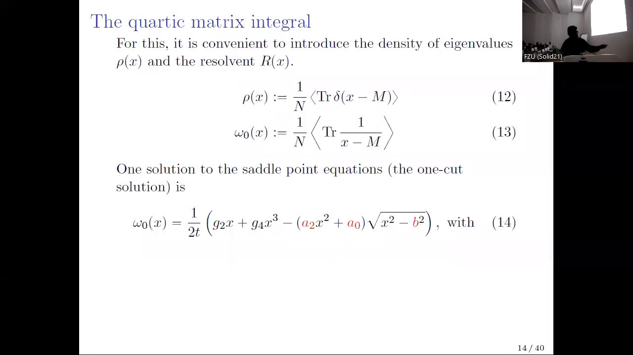Okay, the solution to the saddle point equations that corresponds to this has the following form. There's a piece in the resolvent which is completely analytic in x, and this is just related to the derivative of the potential. So in the potential, I put a g2 over 2 x squared and a g4 over 4 x to the fourth. So when you solve the equations, you just get a V prime here. And then there is a piece involving a square root with an x squared and a constant. And then there are these three numbers, a2, a0, and b. How are they determined? They're determined by the requirement that omega naught of x should fall off as 1 over x as x goes to infinity.